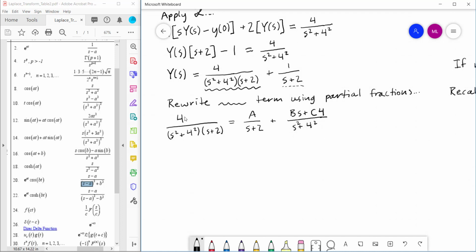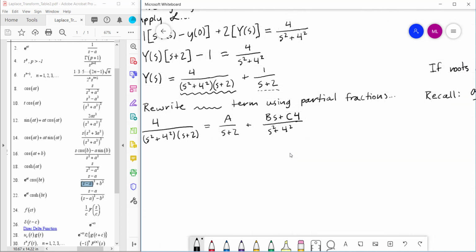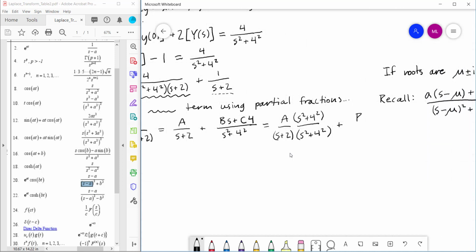Okay, so I want to rewrite this in this form. And to do that, we need to get common denominators. So the next step would be, I would need to write this first term, a over s plus 2, and I'd have to multiply it top and bottom by the s squared plus 4 squared term. And then the other term, bs plus, I guess I can write it as 4c over the s squared plus 4 squared. That needs to be multiplied top and bottom by s plus 2.